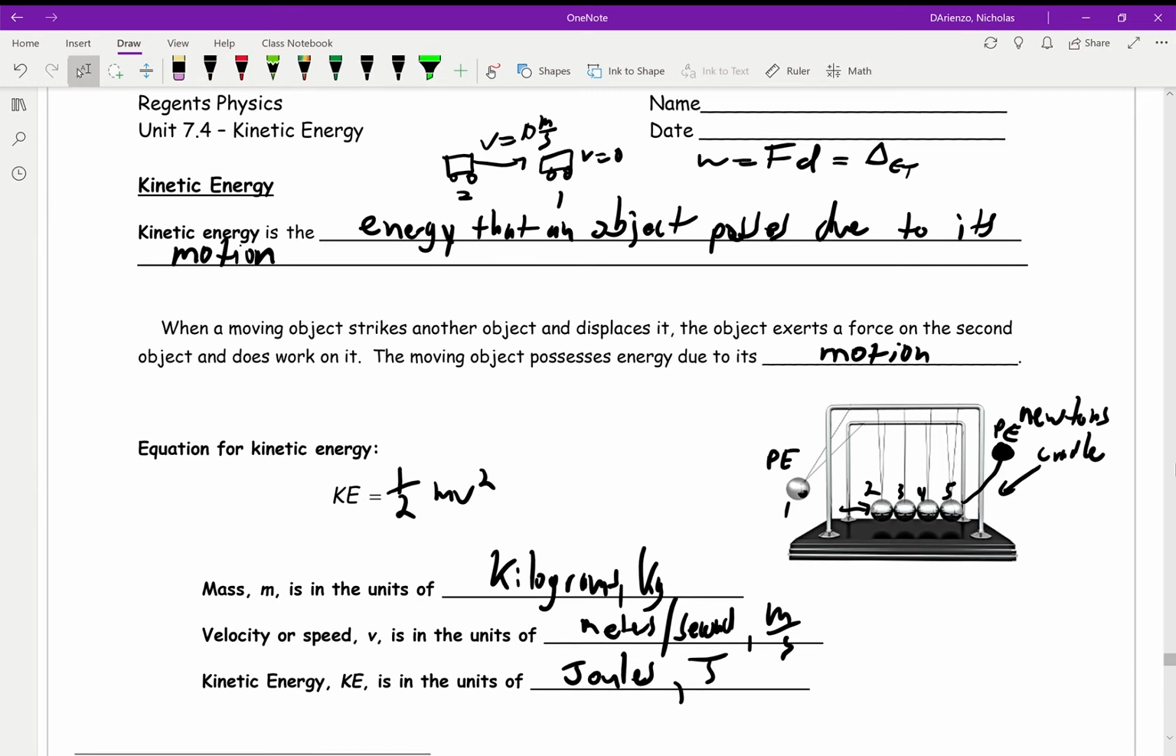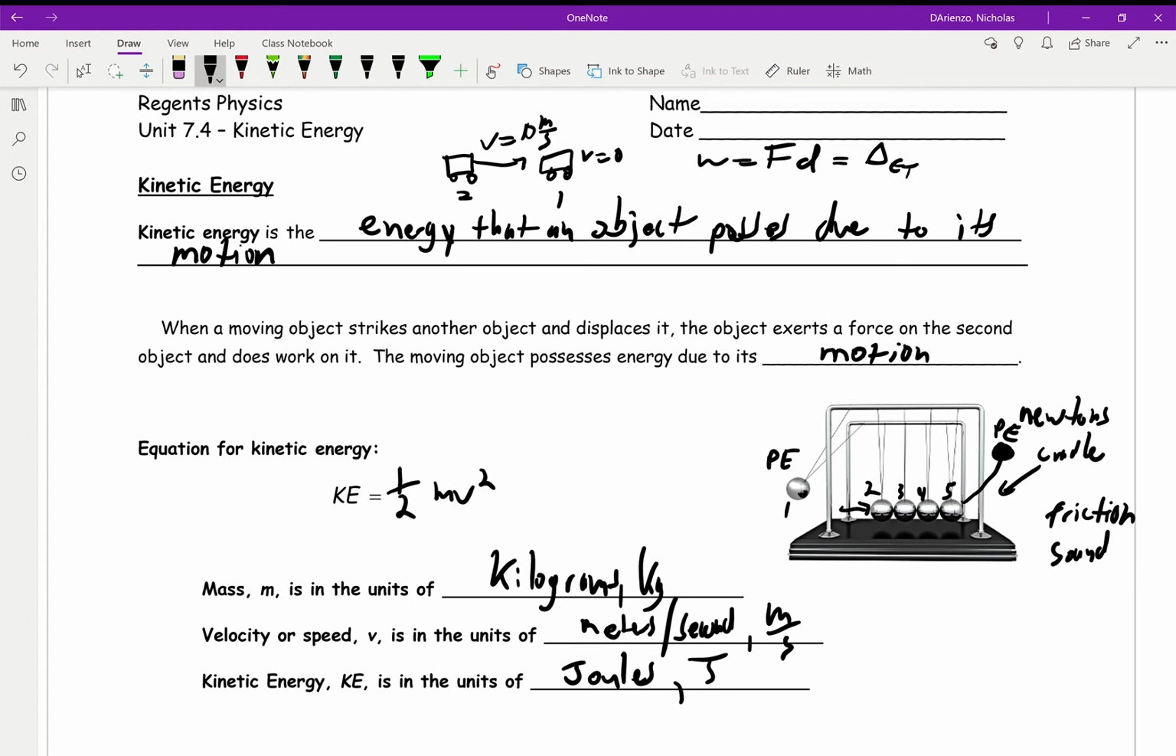At least not in a perfect transition here from 1 to 5. We're going to lose some of this energy, not only due to friction between the balls, but also due to sound. Every time those balls hit each other, they make a sound, and some of that initial potential energy that we gave number 1 is going to be converted into sound.